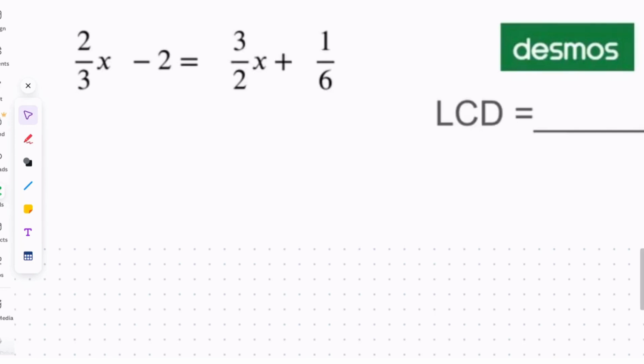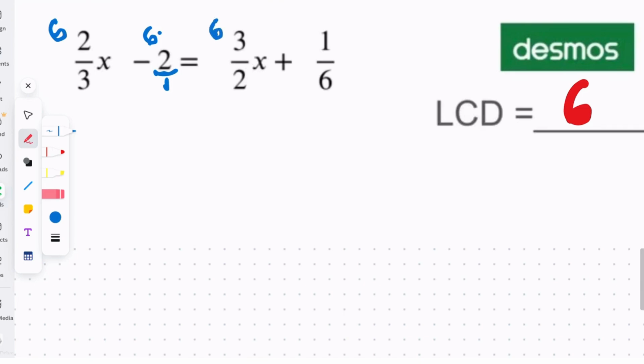Back to our problem. We're going to hit everything, every single term, with our LCD of 6. So we're going to multiply 6 to the 2/3 x. We're going to multiply 6 to the 2, which of course is not a fraction. I'll write it over 1 and make it a fraction. We're going to multiply 6 to the 3 over 2x, and we're going to multiply 6 to the 1/6.